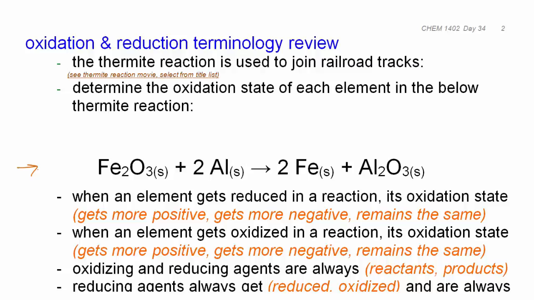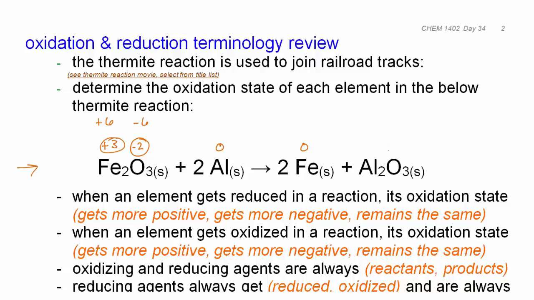Okay? Let's try it. So the two easy ones are aluminum and iron solid. That's aluminum in its natural state, iron in its natural state. So there's my answers for aluminum and iron. Let's start over here. Remember, oxygen's always negative 2, so each oxygen is negative 2. 3 times negative 2 is negative 6. So each iron has to be what? Well, the total has to be positive 6, because it has to add up to be 0, because there's no charge. Each iron has to be positive 3.